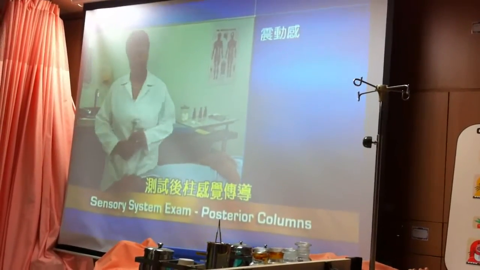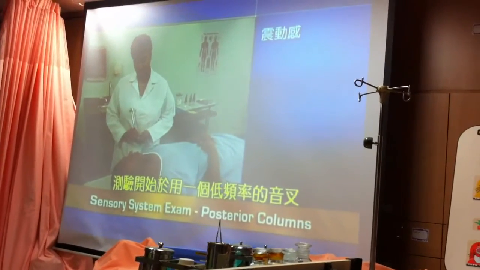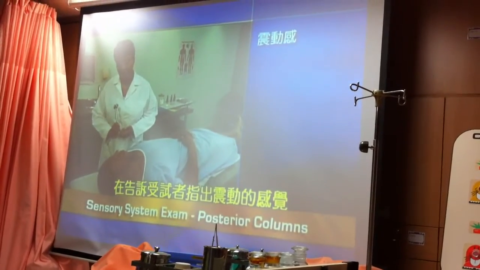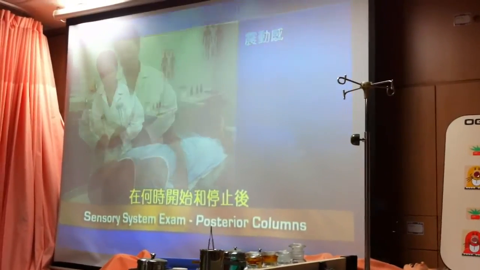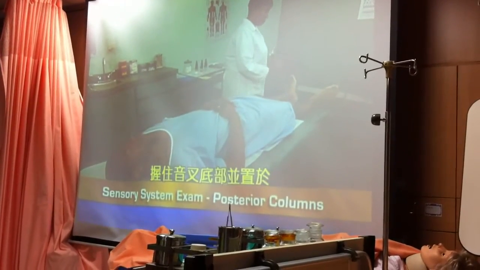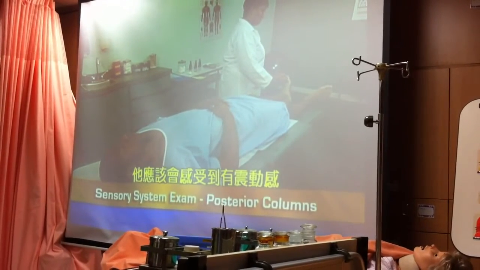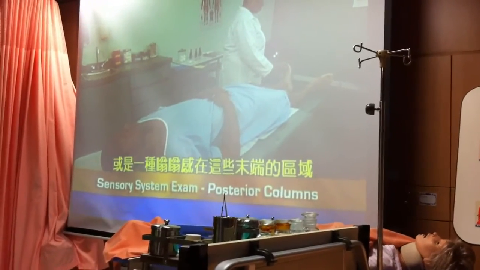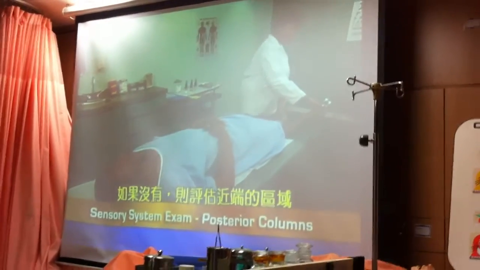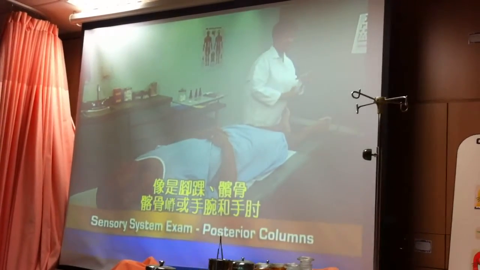To test sensation mediated by the posterior columns, start by testing the ability to feel vibration using a low-pitch tuning fork. After telling the person to indicate when the vibration starts and stops, strike the tuning fork on the heel of your hand and hold its base on a bony surface of his great toe and fingers. He should feel vibration or a buzzing sensation on these distal areas. If not, assess proximal areas, such as the ankles, patella, and iliac crests, or the wrists and elbows.